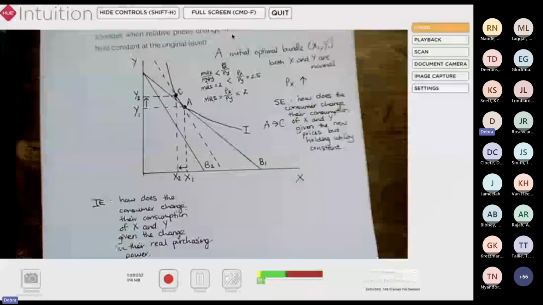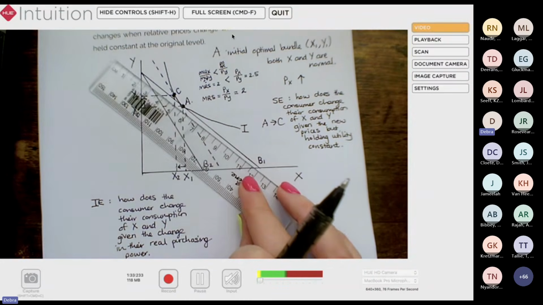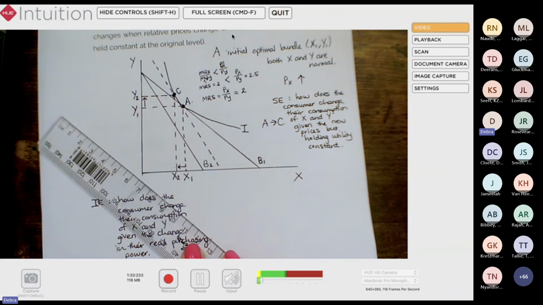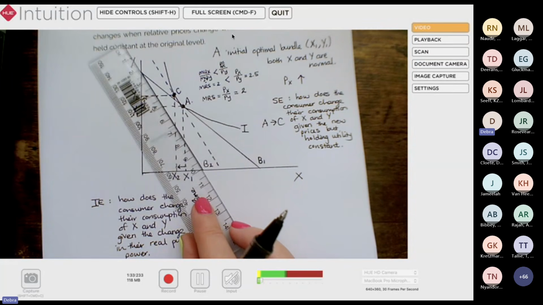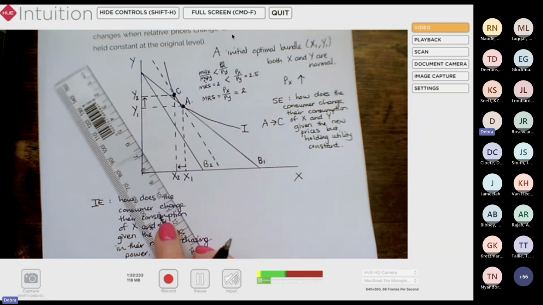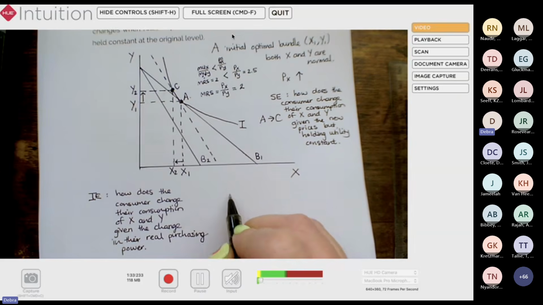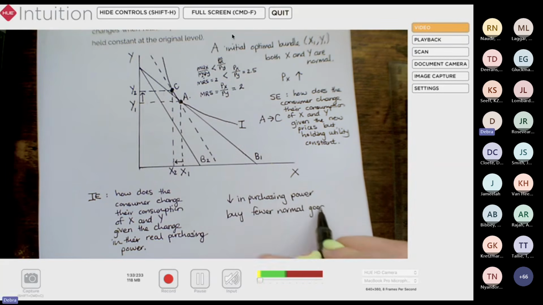So what I can see is that given this price increase in X, my feasible set has shrunk. My feasible set used to be all of these bundles underneath my original budget constraint B1. Now my feasible set is only the bundles underneath B2. So that tells me that my purchasing power has decreased. When you have a decrease in purchasing power, you will buy fewer normal goods and you will buy more inferior goods.